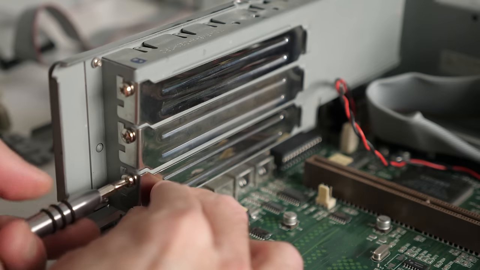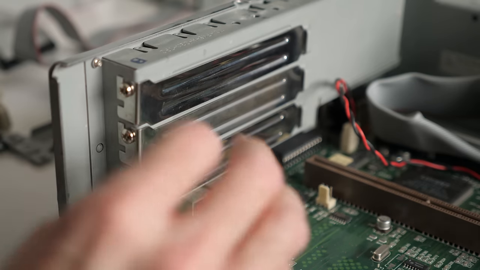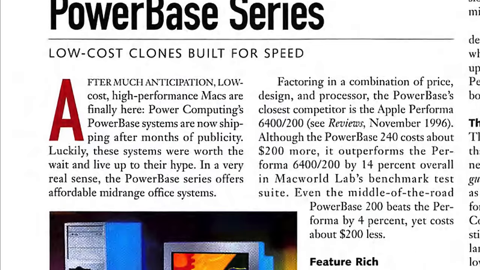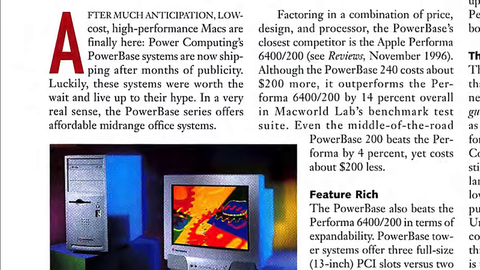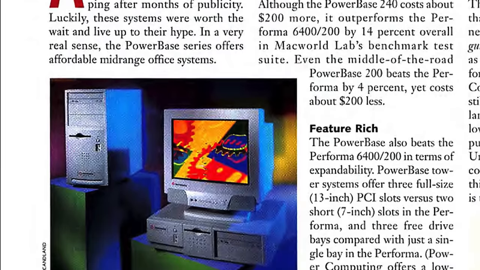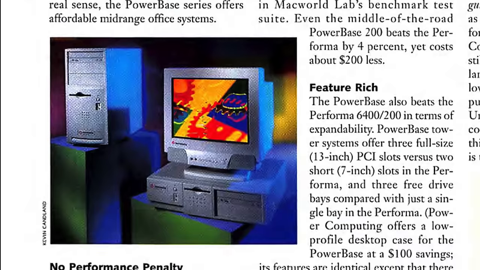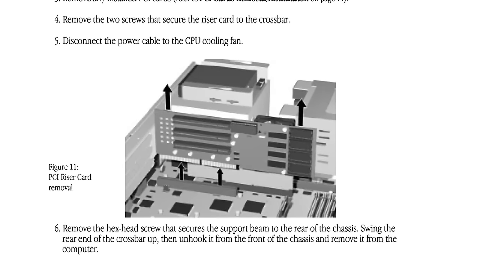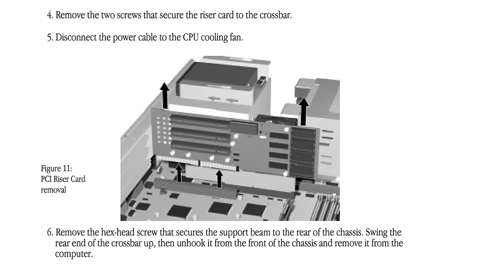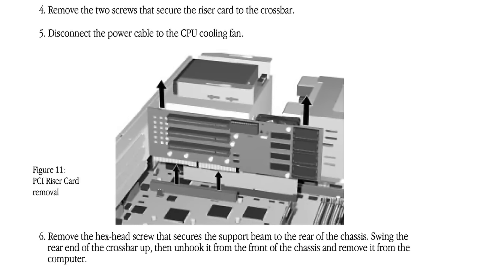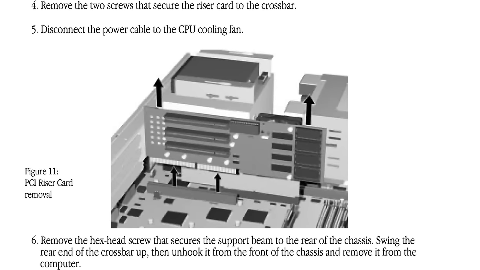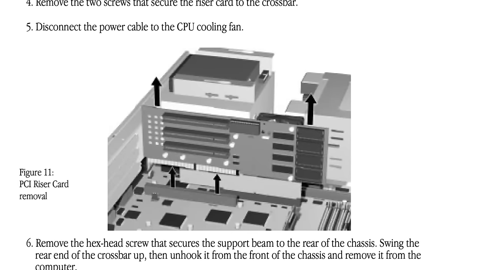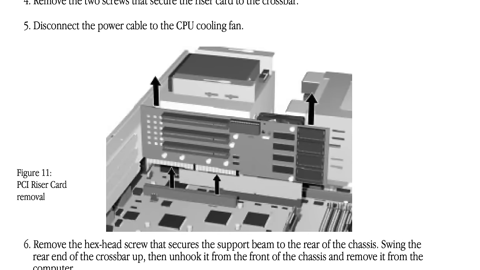Its PCI card slot situation was a bit peculiar. While the PowerBase series was available in both desktop and mini tower form factors, the same motherboard was used in both as a cost-saving measure. This meant that the mini tower also had the same PCI riser card as the desktop, and thus any cards would actually be upside down and not perpendicular to the board like in most PCs.